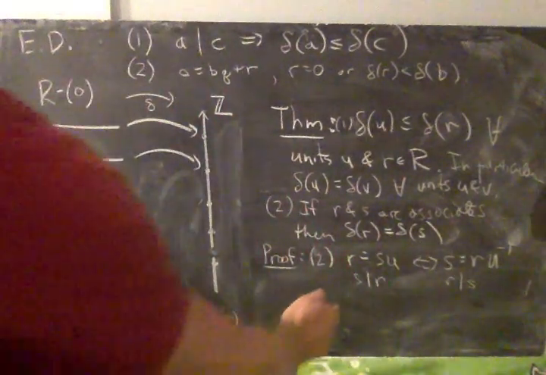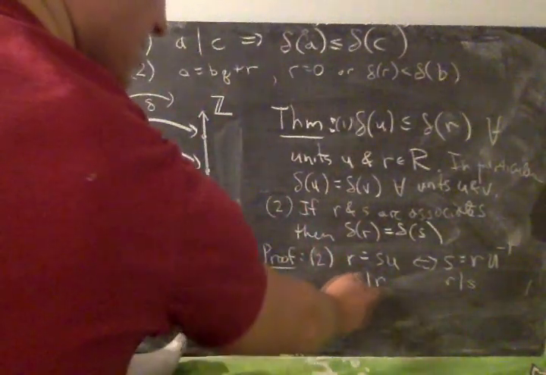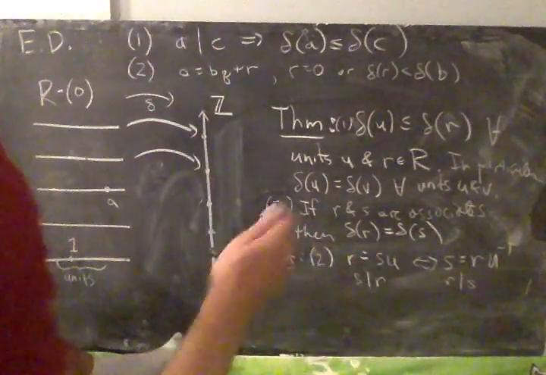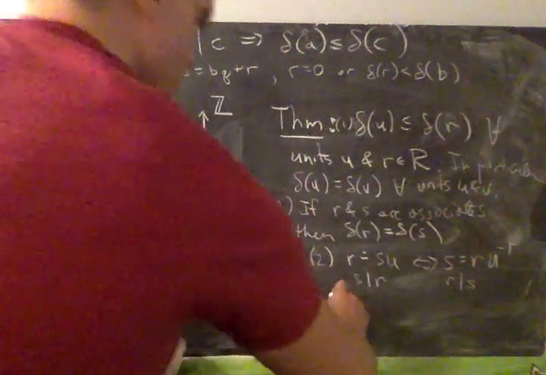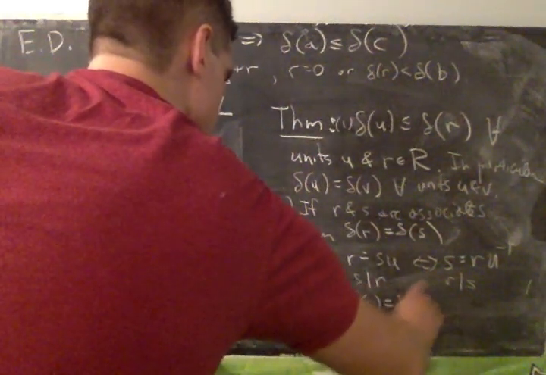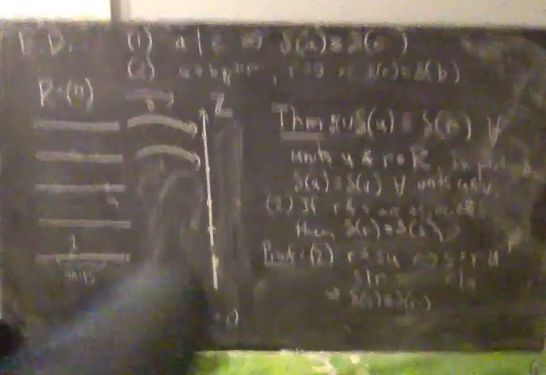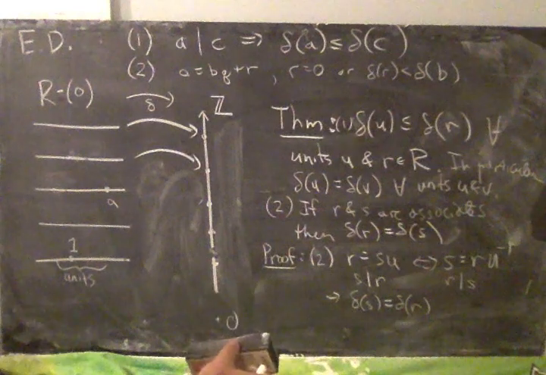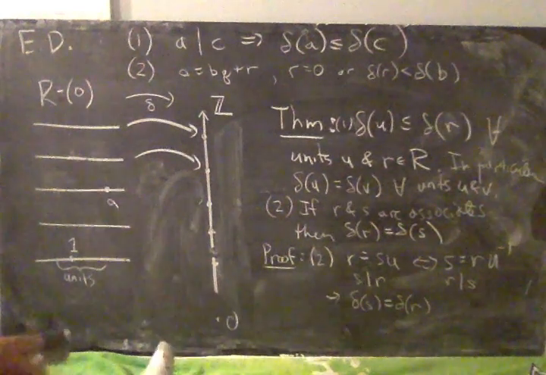So again, because S divides R, delta of S is less than or equal to delta of R. But if R divides S, that means delta of R is less than or equal to delta of S. So those two values are equal. So this implies that delta of S equals delta of R. Okay. So that says that all of the associates are on the same level in this picture.